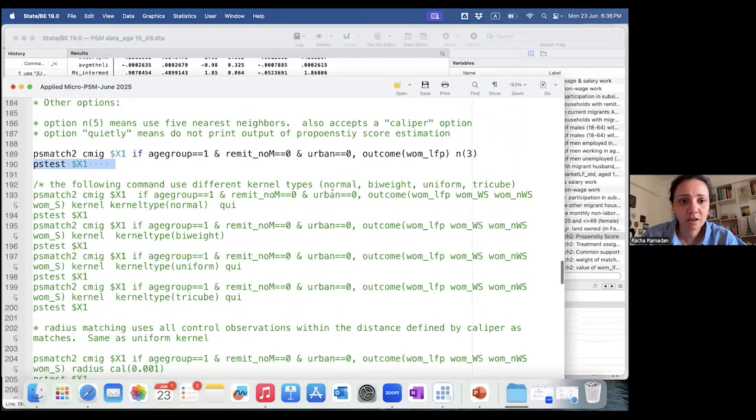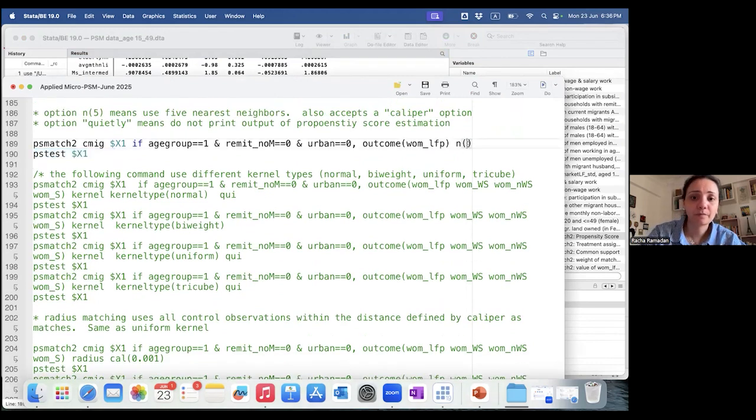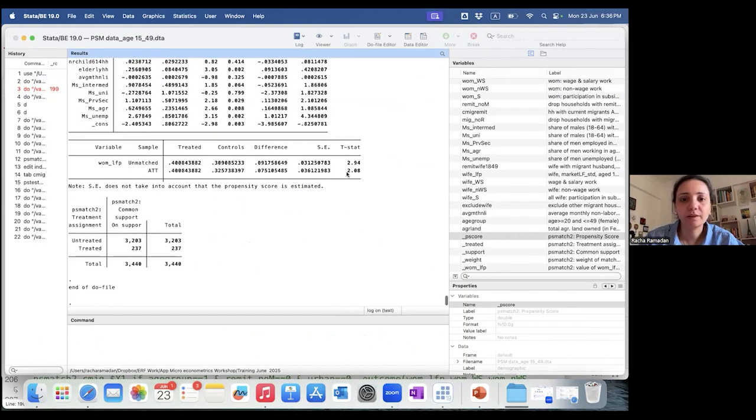We can try again with other types of kernel function, or I can try to see it with 5 neighbors, not 3 neighbors. Yes, with 5 neighbors, I found that it is significant. So here I ran 5 matching methods. From the 5, 3 are significant. So I can conclude that there is a significant difference between the labor force participation of women who have a migrant in the household and those who don't have a migrant in the household. And in general, it is higher when I have a migrant in my household.